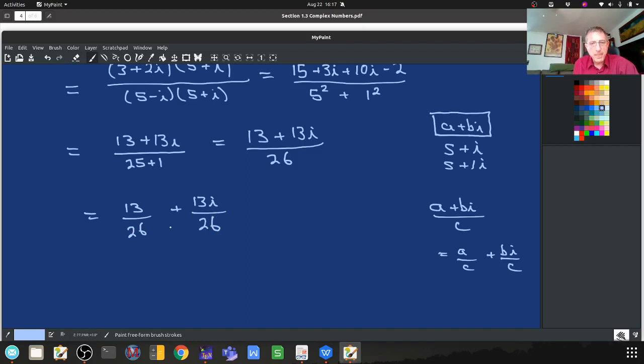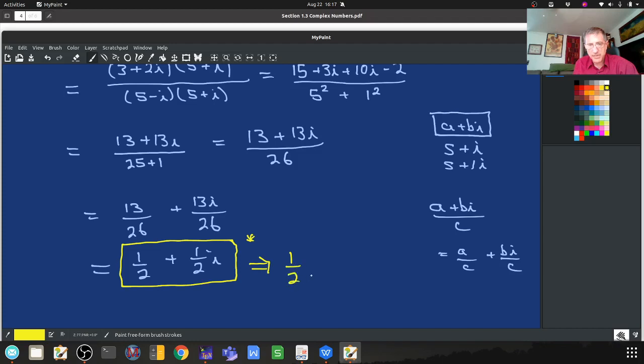There we go. But now these fractions can be reduced. 13 divided by 26 is 1/2. And this is 1/2 times i. So I feel pretty certain that this is the final answer that my math lab wants. Just to show you that I could actually simplify it further as 1/2 times 1 plus i. I kind of like this better, but I think my math lab is going to basically be okay with that.